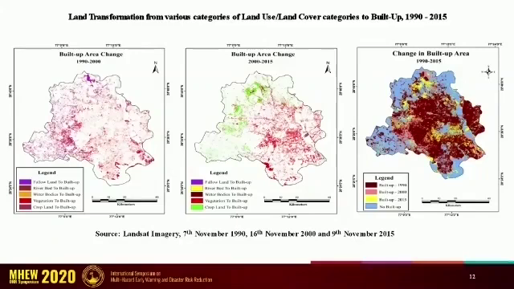And then there is an overall map for the period 1990 to 2015, which is showing the overall changes which have taken place during this period, and the categories from which the land is getting converted into built up.